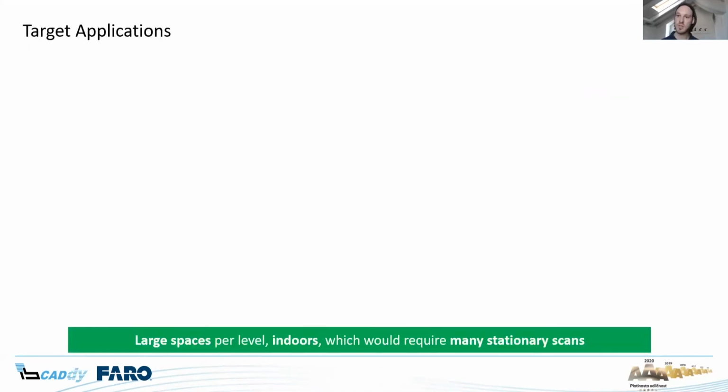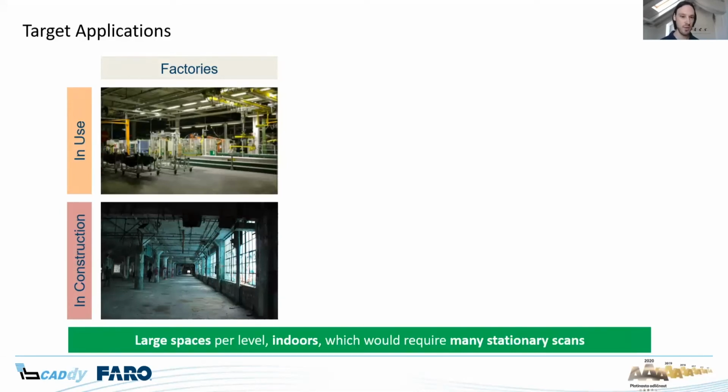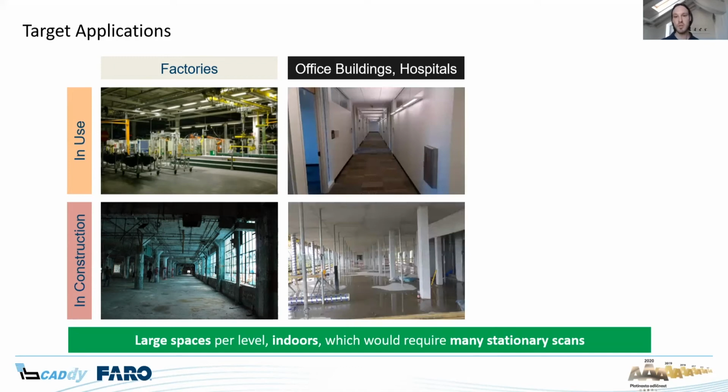There are applications where the Swift is exactly good, and there are other applications where you can better work with the Focus. Target applications of the Swift are factories while in use and in construction, because you have these large planes, office buildings and hospitals, especially when you want to plan some reconstruction. If you come in and take over new buildings as a facility manager and you just want to know what is there, probably the floor plans are already pretty old. All the plans you have, you can use the Swift to digitize it and use it as decision data.